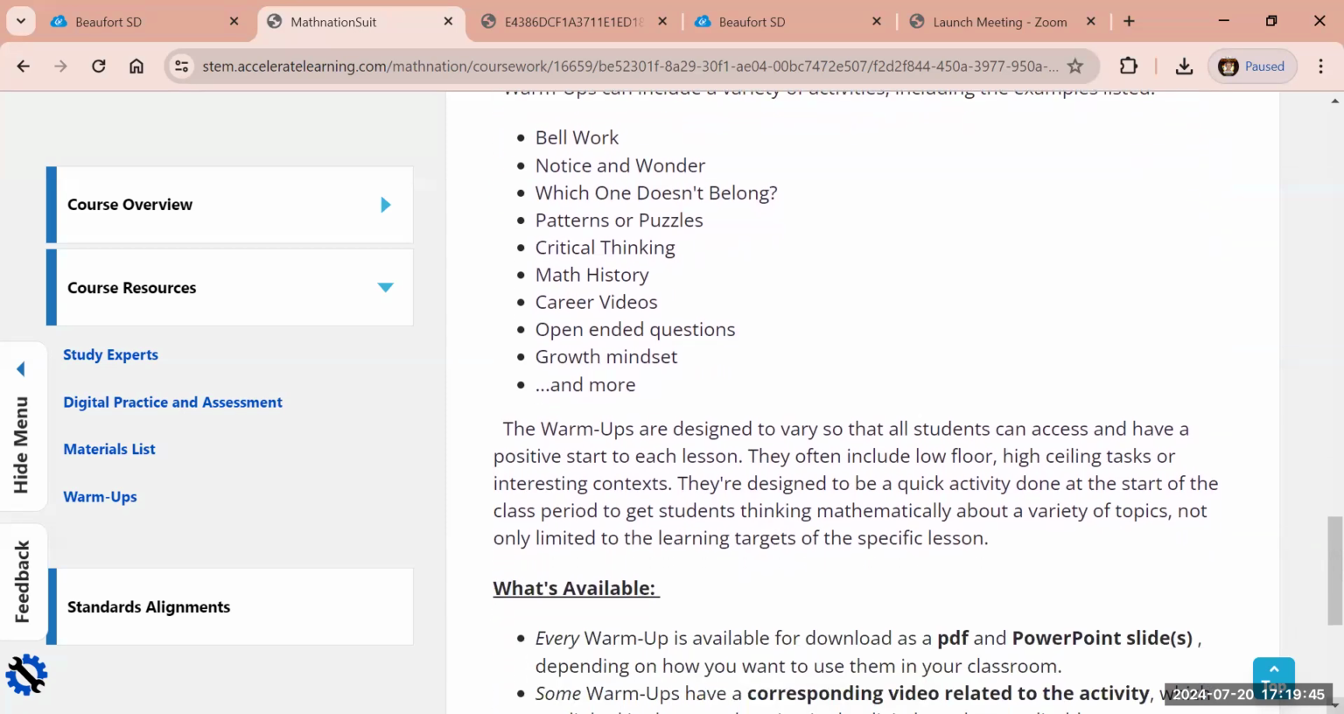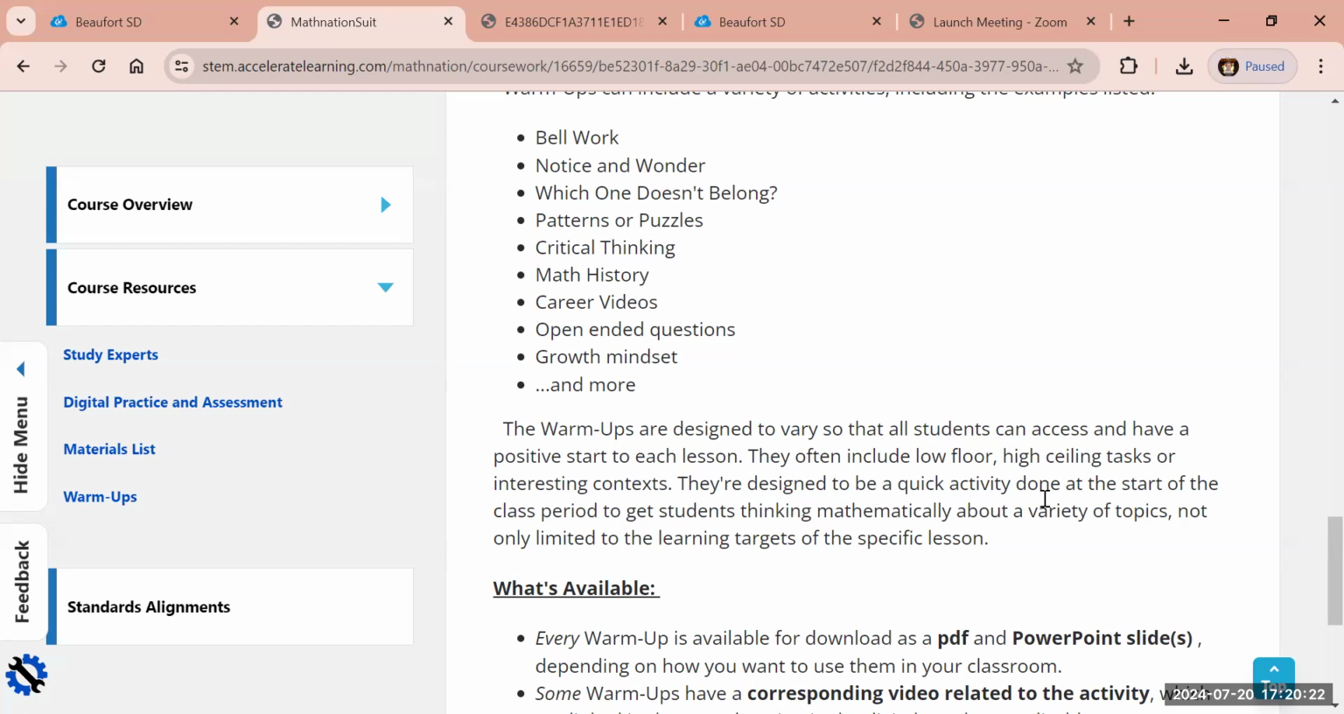So they said the warm-ups are designed to vary so that all students can access and have a positive start to each lesson. They often include low floor, high ceiling tasks, or interesting contexts. They are designed to be a quick activity done at the start of the class period. So you don't have to make your warm-up activity boring or very long. No, it should be some 2-3 questions just to start your lesson, just to grab the attention of your students before you start the lesson.